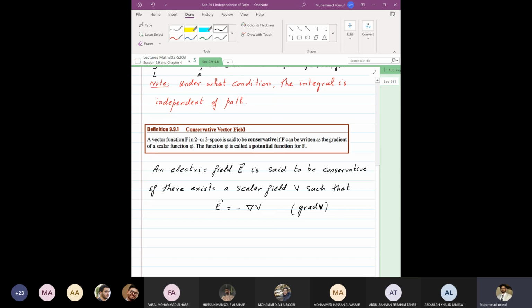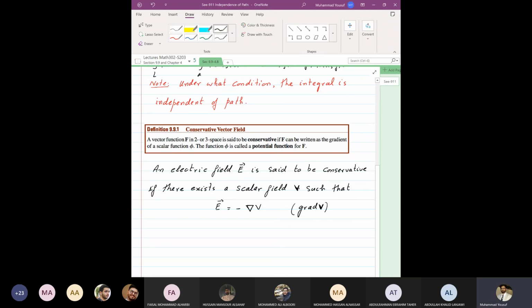And we know that the gradient of a scalar function is a vector function, so we have this vector field, vector function E. So this is the first thing: when do we say a vector field is conservative? This definition is for a general field. In general, whatever the vector field is, but in particular, when this vector field is an electric field, then we say that this is conservative if there exists a scalar function phi.